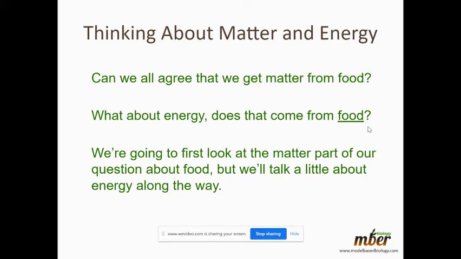When we're thinking about matter and energy, can we all agree that we get matter from food? Like you get stuff from food? Yes. And that food is made up of matter? Yes. Remember, matter is anything that has mass or takes up space. And then what about energy? Does that come from food?